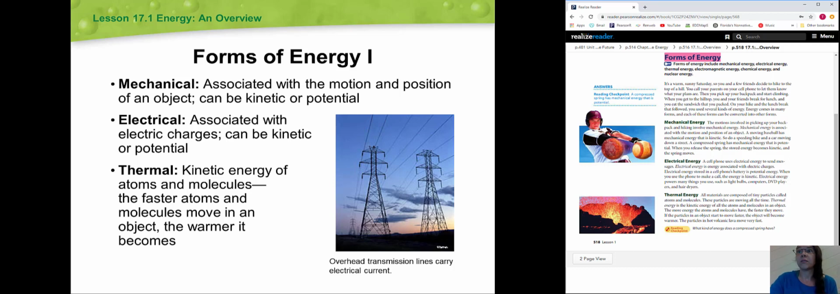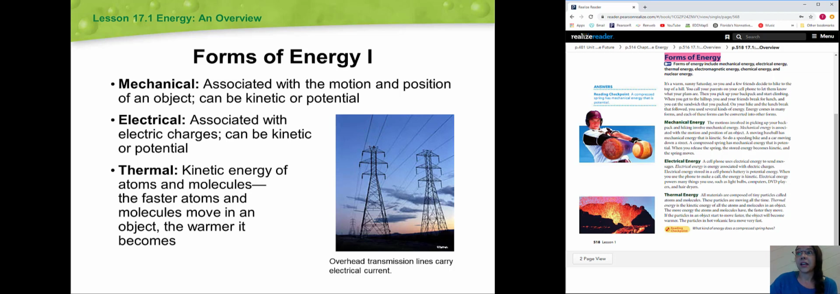While a moving baseball has mechanical energy that is kinetic, so do a speeding bike and a car moving down the street. A compressed spring has mechanical energy that is potential. When you release the spring, the stored energy becomes kinetic and the spring moves. So mechanical energy is associated with the motion and position of an object and can be kinetic or potential. Kinetic meaning moving, or potential meaning being still.